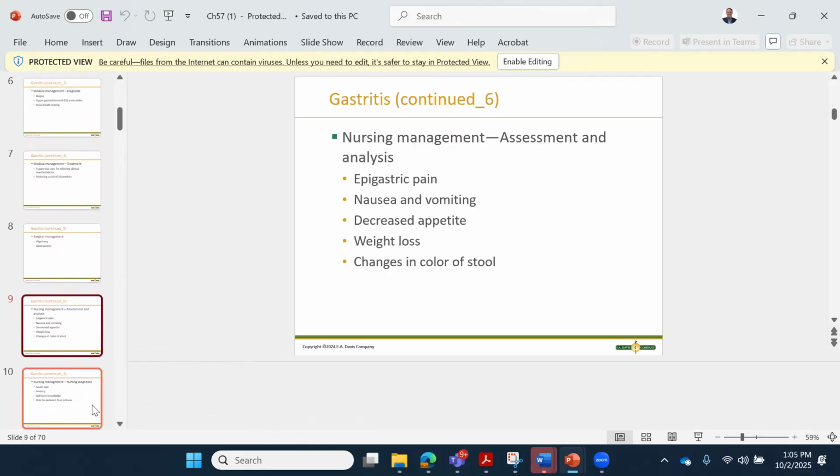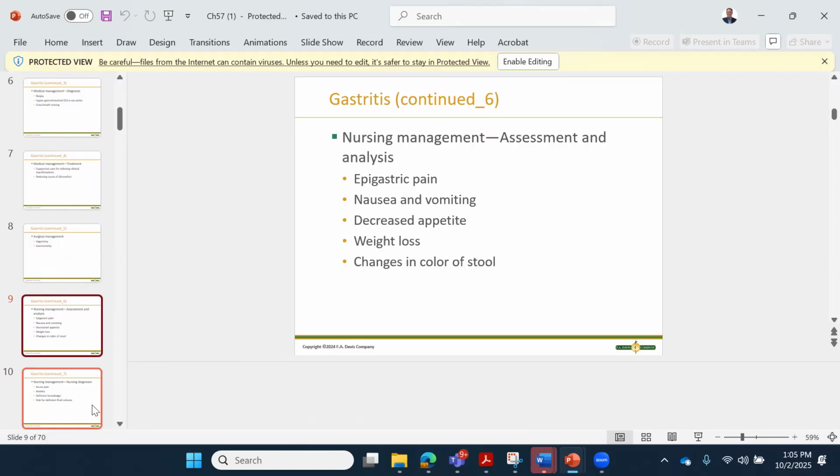So, these are some of the considerations you would have under nursing management, like the assessment for epigastric pain. And remember where your stomach is located. Your stomach is actually not located right in the epigastric region, but it's located more on the left side. And that's why you auscultate the left side whenever you're inserting a nasogastric tube.